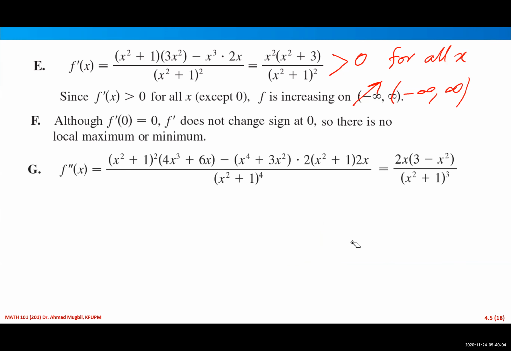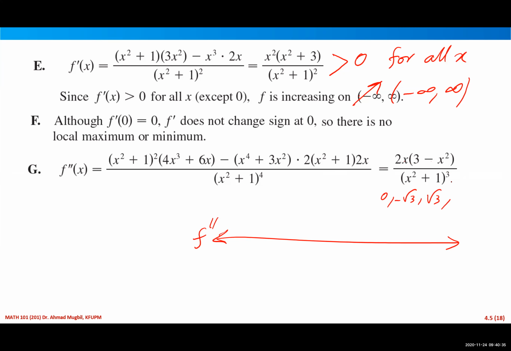Now, if you want to know about the concavity, we use the second derivative. This is the second derivative. Of course, it could be negative here, negative here, so you need to work here to know where it is. You need to find the zeros. The first, we have 0, then negative square root of 3 and square root of 3. And here, no 0, no problem here.